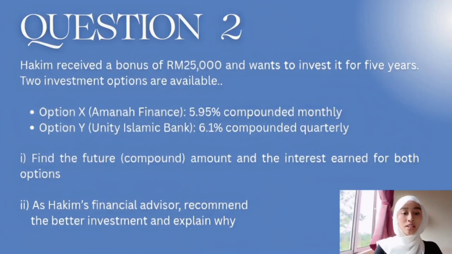For question 2, Hakim received a bonus of 25,000 ringgit and wants to invest it for 5 years. Two investment options are available, which are option X, which offers 5.95% compounded monthly, and option Y, which offers 6.1% compounded quarterly. The question asks to find the compounded amount for both options and recommend the better investment with the reasoning.